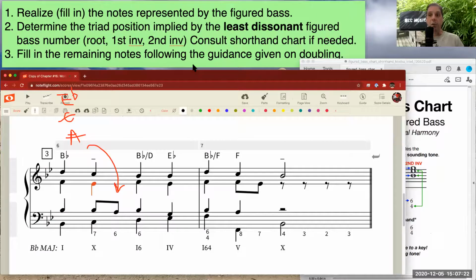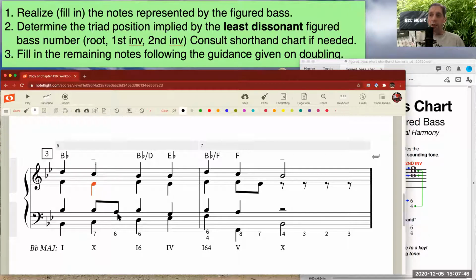Finally, the third step, I will check to make sure that I'm following the guidance given on doubling. For first inversion, we're guided to double the soprano when possible, and the soprano is already doubled in the bass. Finally, I'll add the lead sheet symbol and the Roman numeral.